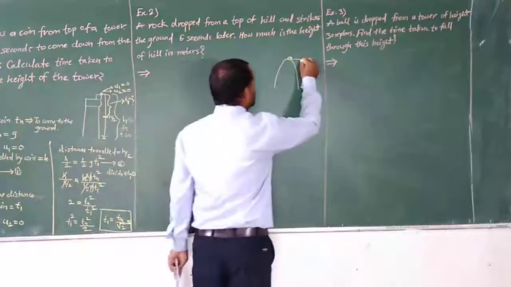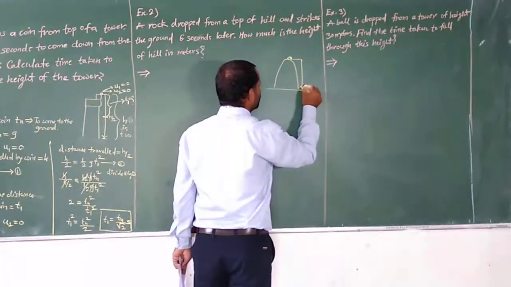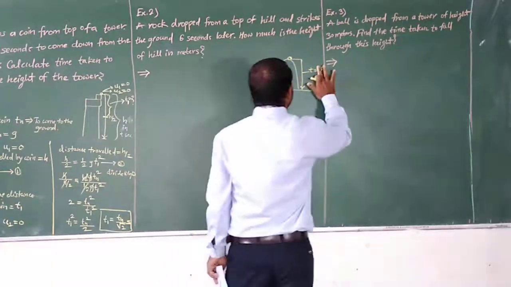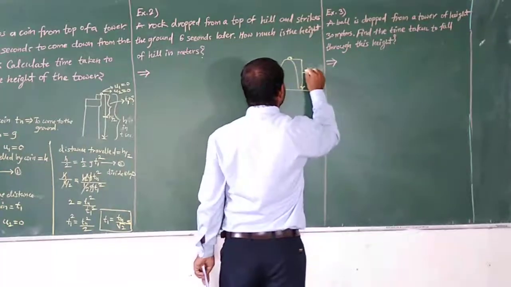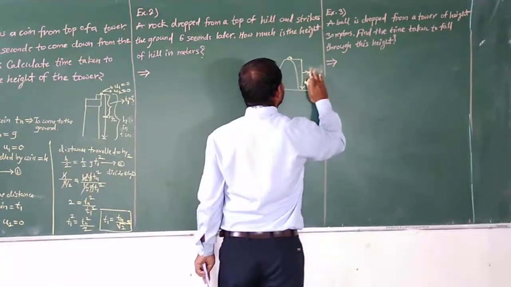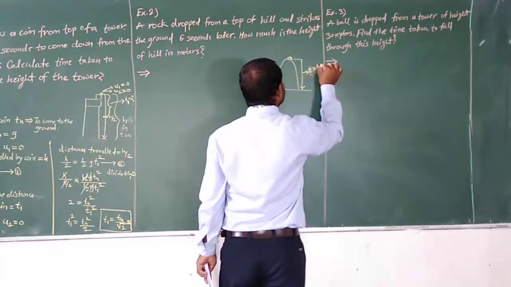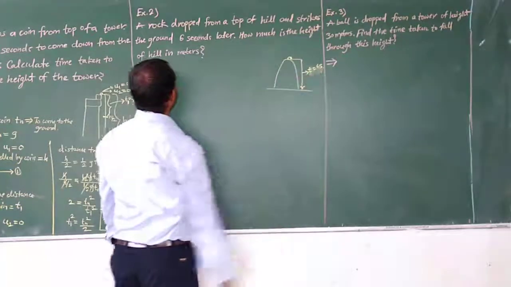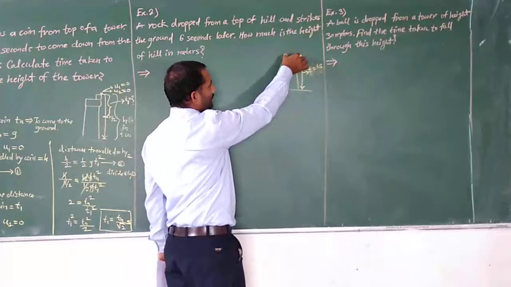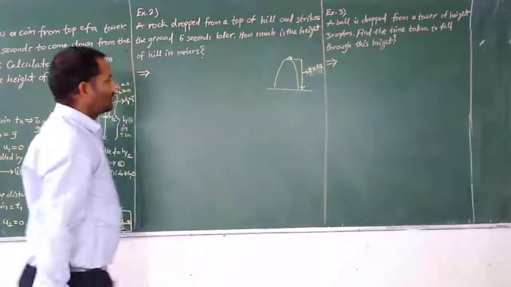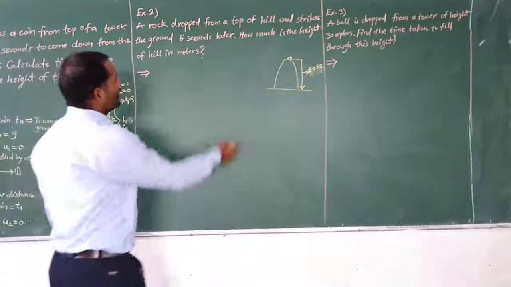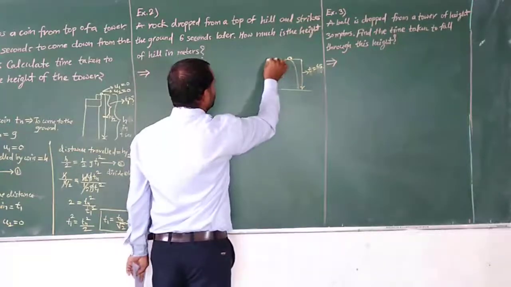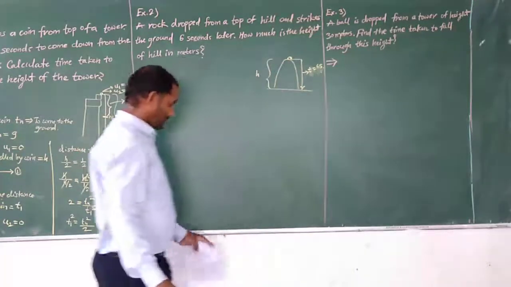तर हा खडक ग्राउंडला येण्यासाठी किती वेळ लागणार आहे? T is equal to 6 seconds, right? तर टाइम किती लागणार आहे? 6 सेकंड लागणार आहे from the top of the hill to come to the ground. Then what we have to find? How much is the height of the hill in meters? तर याची हाईट आपल्याला फाइंड करायची आहे.